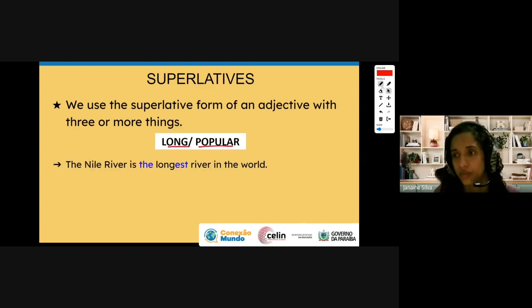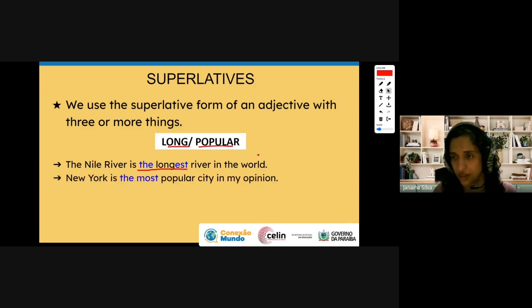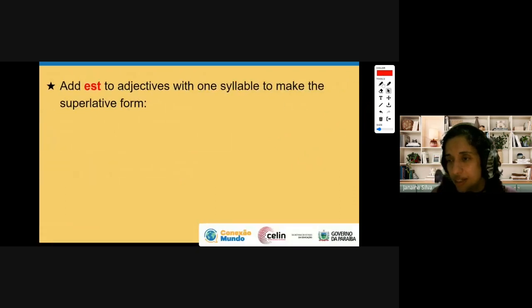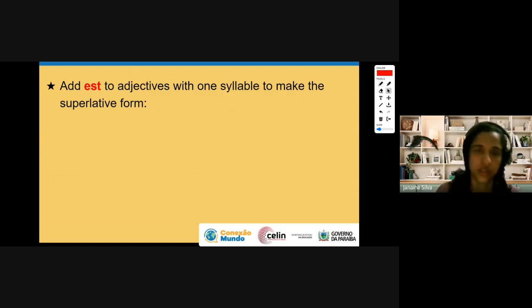Let's check examples. The Nile River is the longest river in the world. I can say New York is the most popular city in my opinion. So the longest, the most popular, two different structures. Let's work on how we can work with them. And the rules, students, are very similar. The rules for comparatives and superlatives are similar.